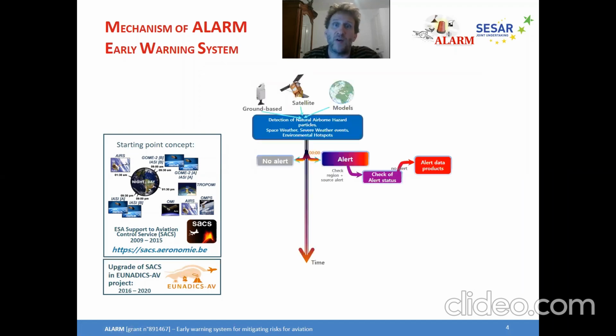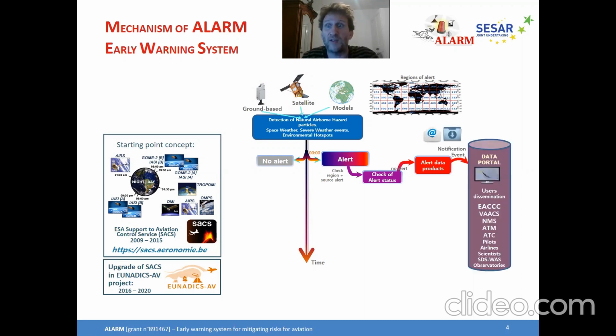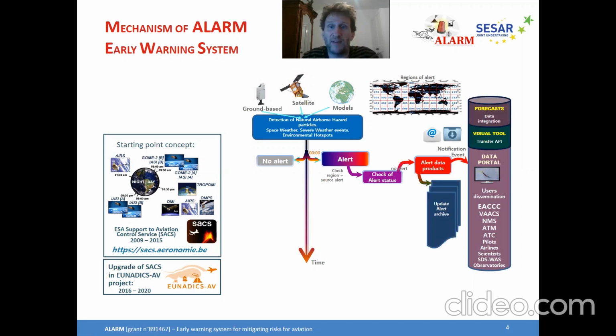Here is an illustration of how it works. We consider ground-based, satellite observation and model input, which detect some risk for aviation. Then we check if a region is in alert or not. You can see the list of different regions. Then we send notification to the different users. We update the archive, and this notification and alert and data information can be integrated in forecast by the users.